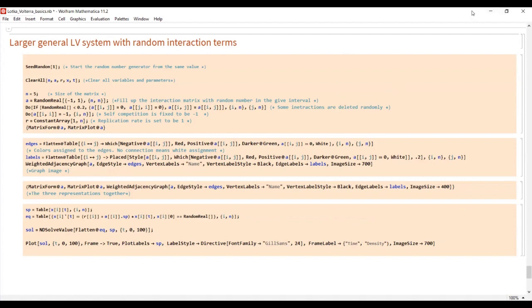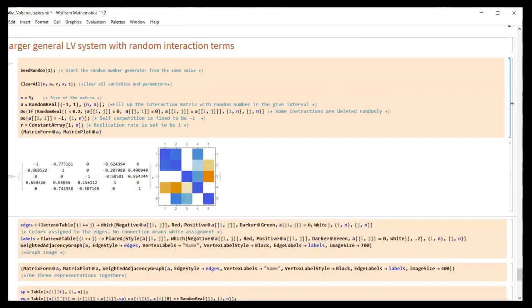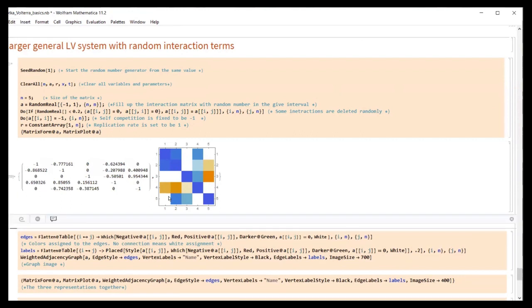In the matrix form, and the matrix plot, as you will see, you can visualize it in colored form. So you can see this interaction matrix, denoted by different colors. When there is white, there is no interaction. Warmer colors mean a positive number, and blue, colder colors, mean a negative interaction. So it's a random interaction matrix here.